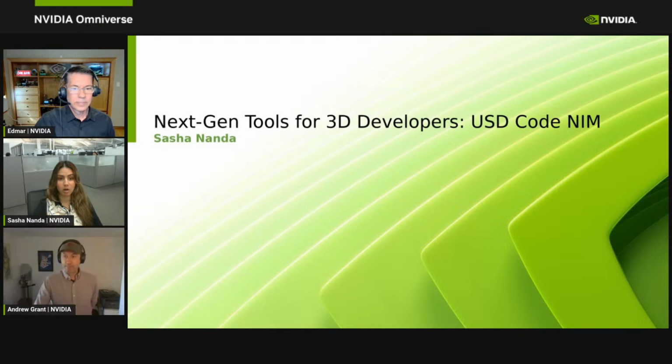Maybe I'll start because I did see some questions in the chat about USD. Just to make sure we're all on the same page about what USD is: USD is a 3D file format that underpins all of Omniverse as well as Kit. It's pretty extensible and flexible, and ideal for collaborating on big 3D projects. To really get stuck into Kit, I think it's helpful to get up to speed on OpenUSD. And as I said before, USD Code is effectively a NIM that accelerates 3D developer workflows in OpenUSD and Python USD specifically. So maybe let's dive in and start by making sure we all understand what a NIM is.